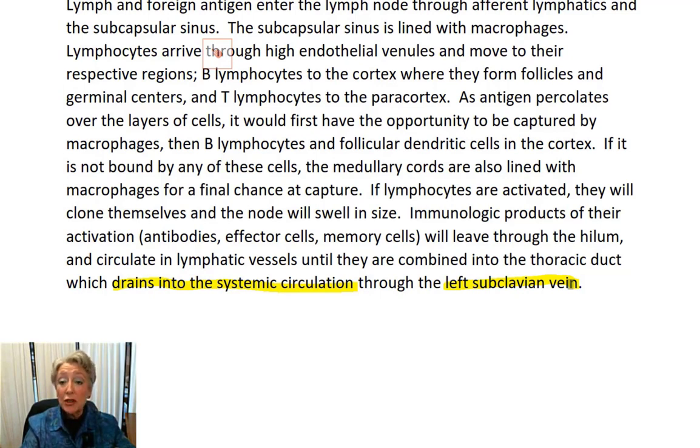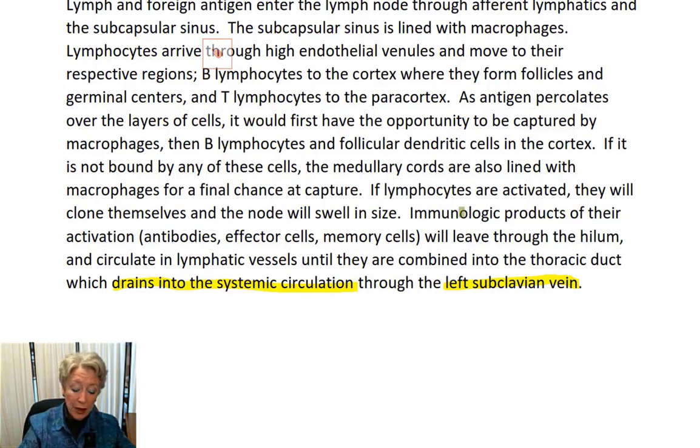And the percolation, the filtration, and the movement of lymph is kept in unidirectional fashion by virtue of the fact that lymphatics have valves in them that make it certain that lymph cannot backflow into the area from which it is being drained.